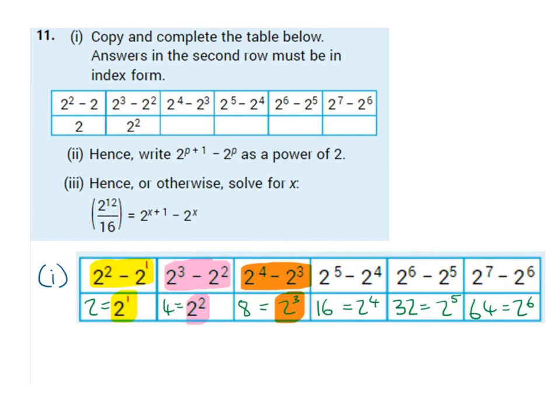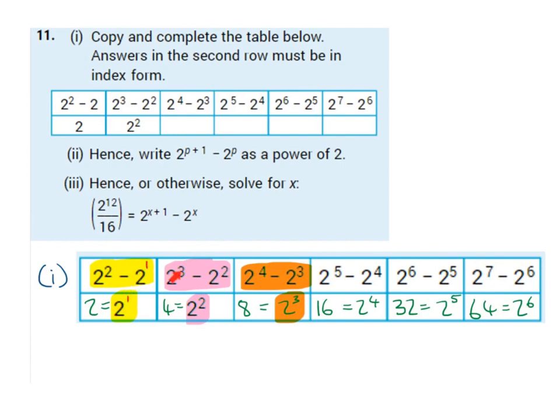So focusing in just on all the 2's, so we can forget about the 2, 4, 8, 16, 32 and 64. We're only interested in the 2's and their powers. So let's have a look and see is there a pattern. 2 to the power of 2 minus 2 to the power of 1 gives us 2 to the power of 1. So just focusing on the powers, 2 minus 1 gives us 1.